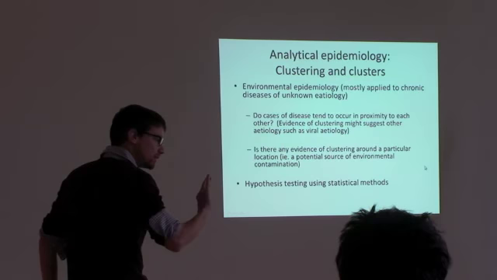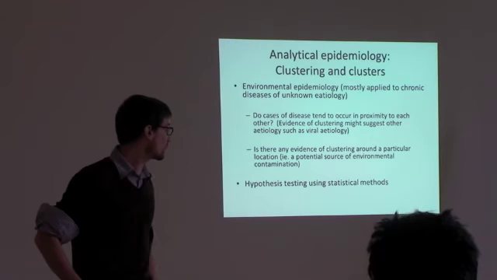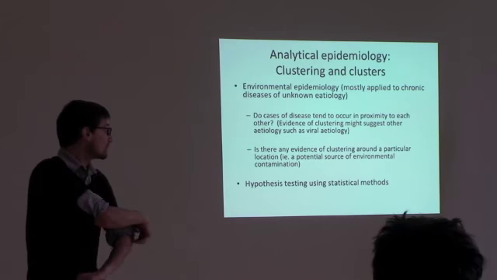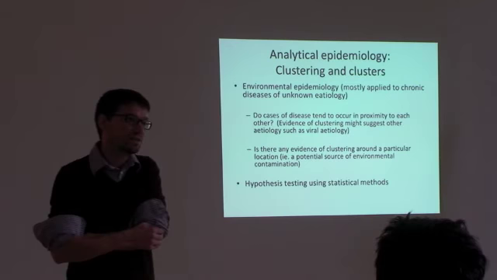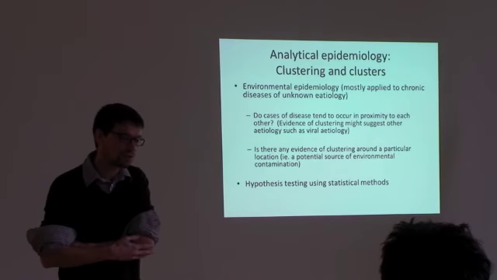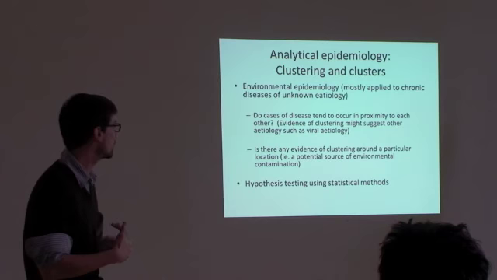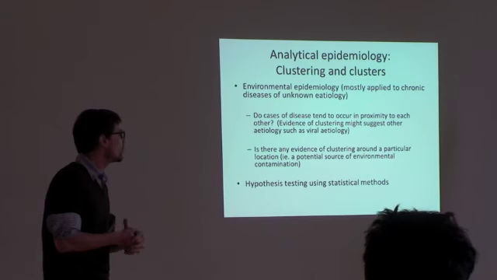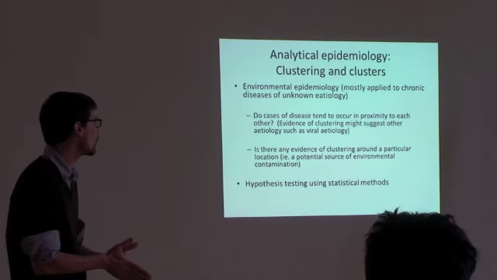Okay, also in the analytical epidemiology part of this topic of spatial epidemiology, we have what we call clustering and detection of clusters, which are slightly different things. We'll have examples of that kind of analysis tomorrow morning with R. So it requires a bit more difficult, complex statistical analysis. And the question here that we're going to ask ourselves is, do the cases of disease that I'm observing tend to occur in proximity to each other?